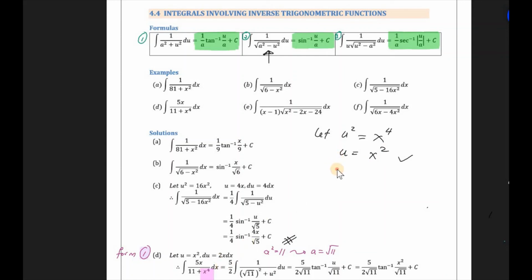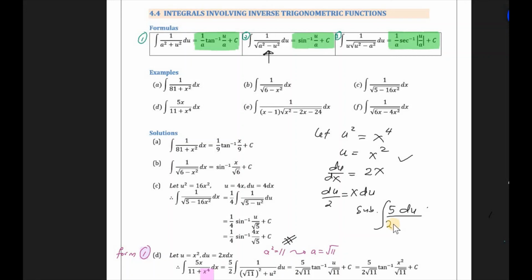We need to replace the dx, so we differentiate with respect to x. And we have to make sure that we can cancel off the x. Here we have 5x dx. So meaning, as we're rearranging it, x dx is actually du over 2. So as we substitute, now we have 5. We'll bring it in front, the 5. And then we have x dx being du over 2.